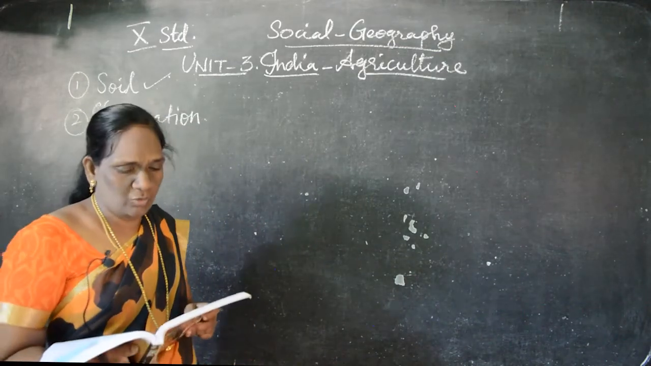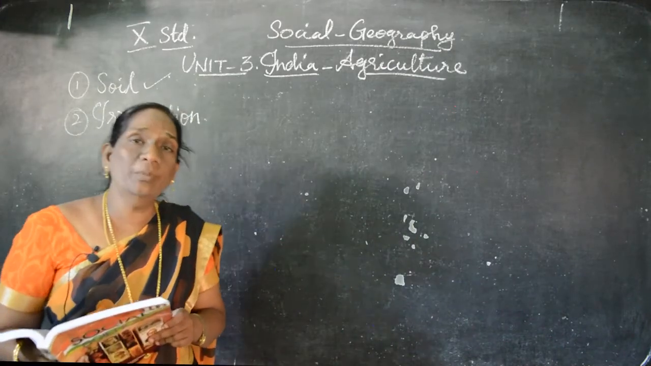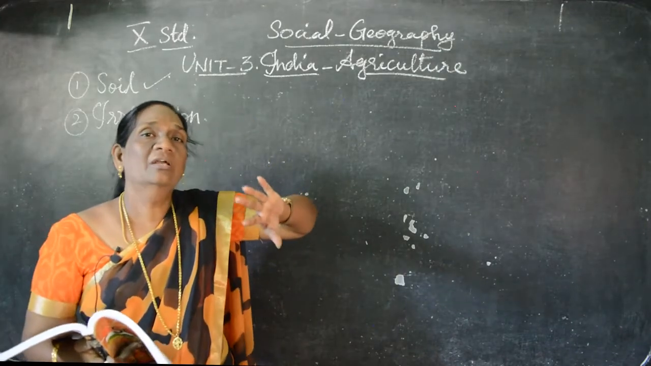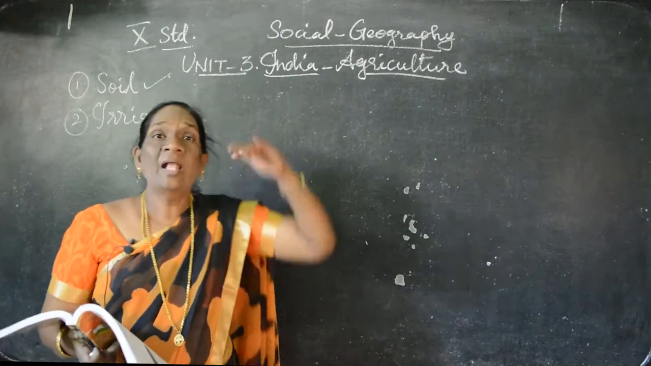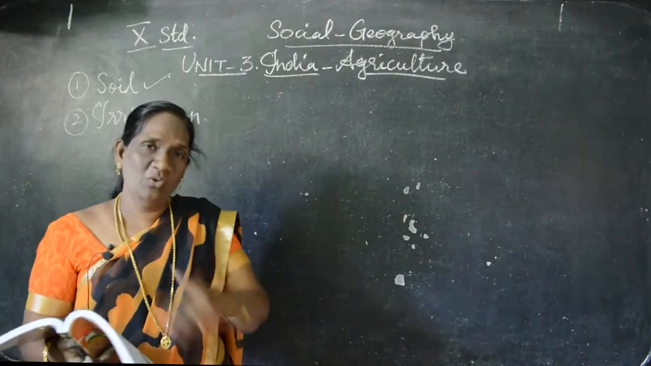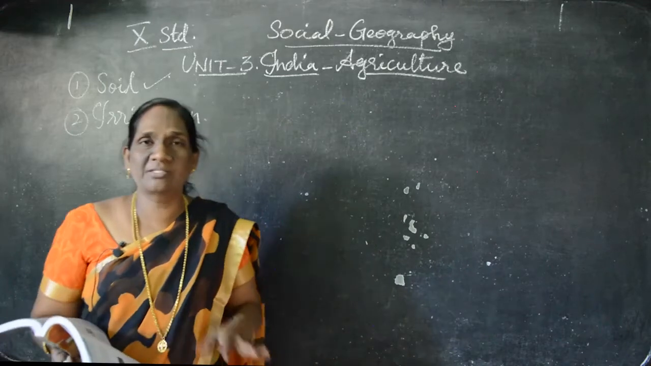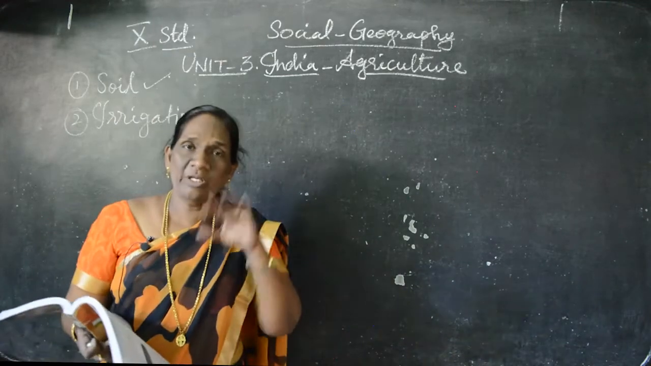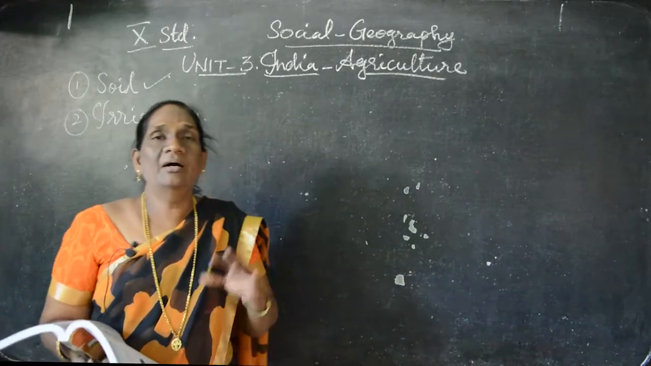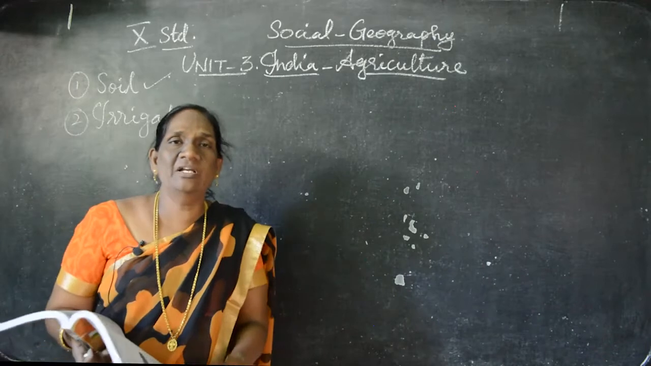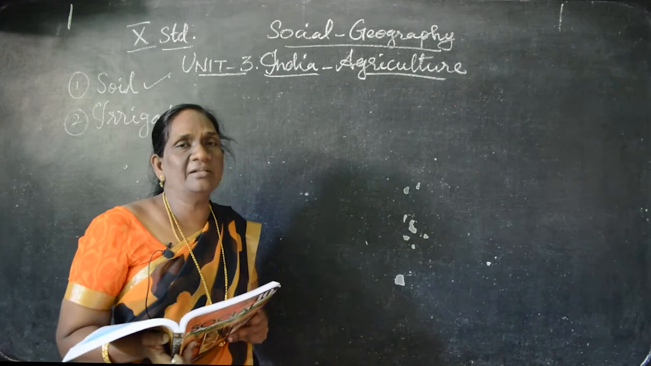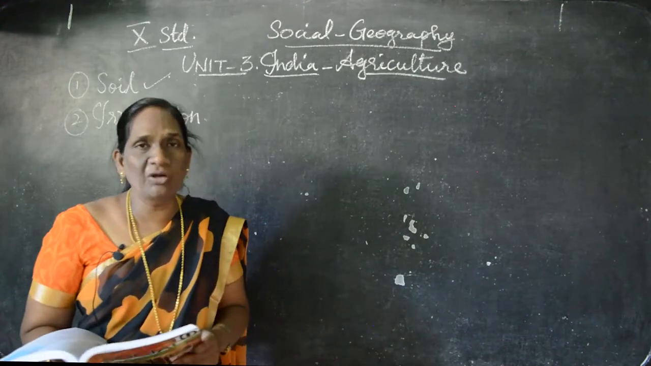Now, what are the sources of irrigation? Because of the topography of India, in the first lesson itself we saw the physiography of India: high mountains, great plains, peninsular plateau, coastal plains, island groups. Because of the topography, soil, temperature, rainfall, pressure and atmosphere, we need this irrigation facility, the requirement of water.